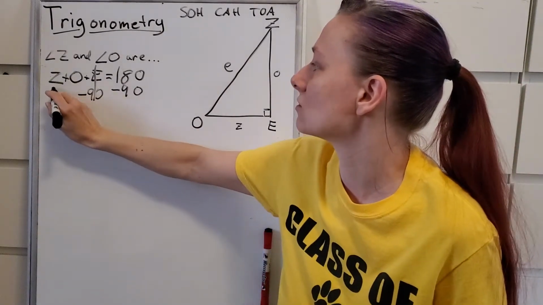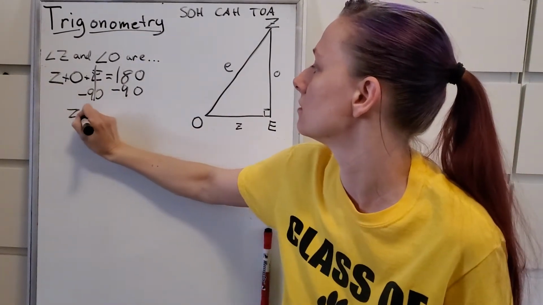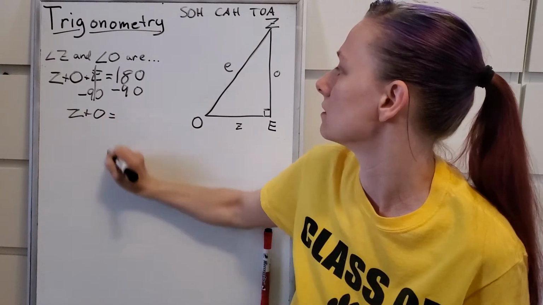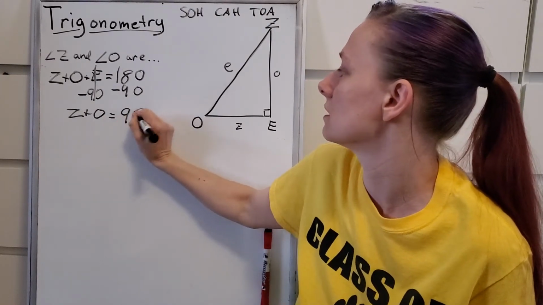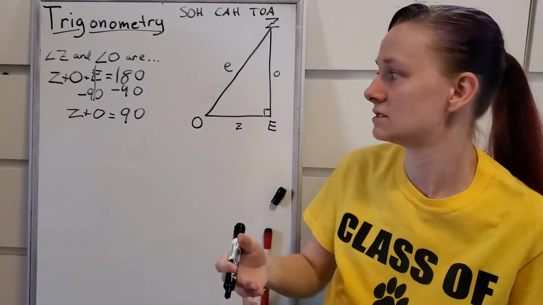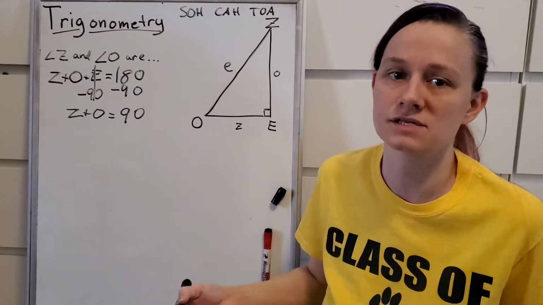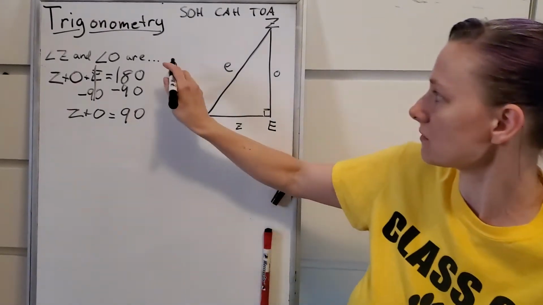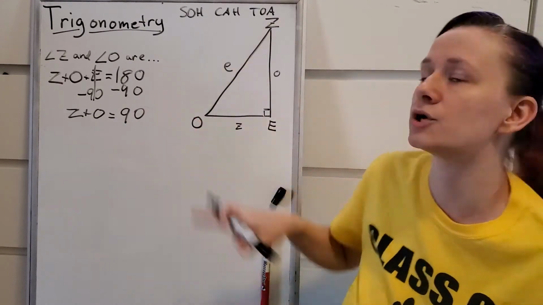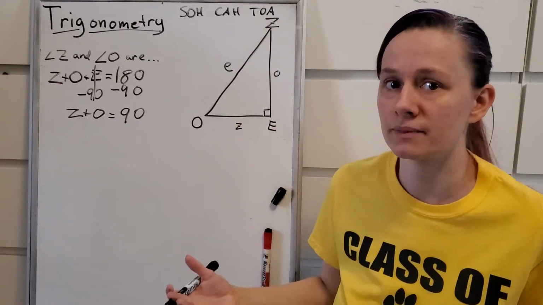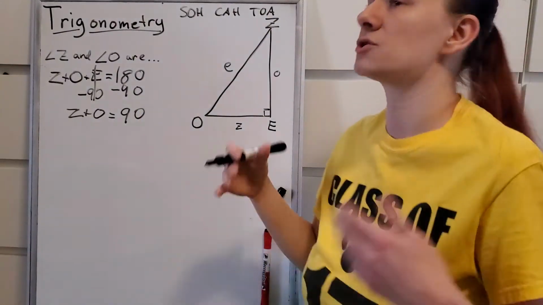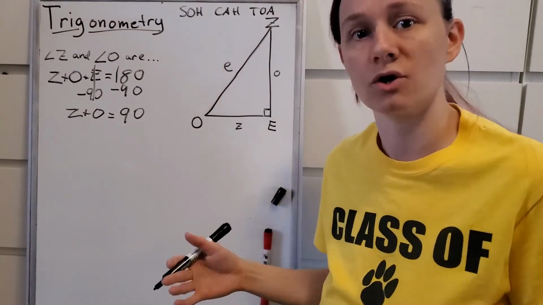So that leaves angle Z plus angle O equals 90. The definition of complementary is two angles that add up to 90 degrees. So that means that the two acute angles are complementary. This matters because there is actually a relationship between the sines and cosines.